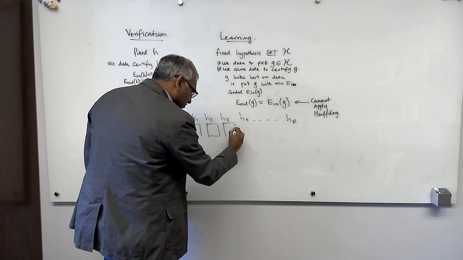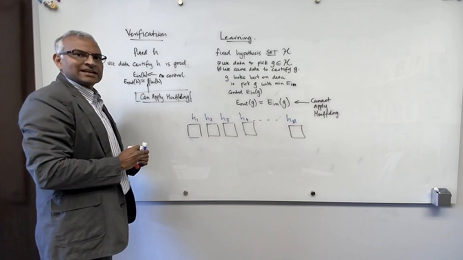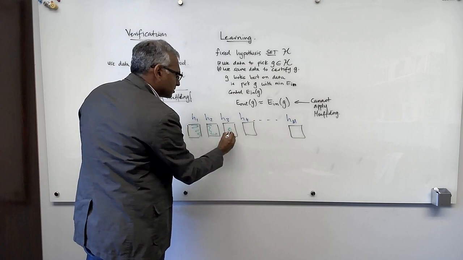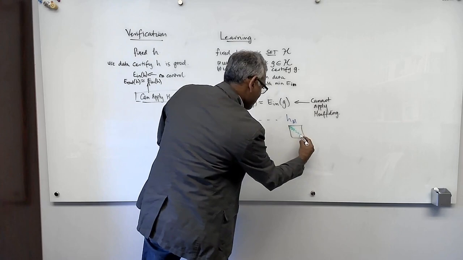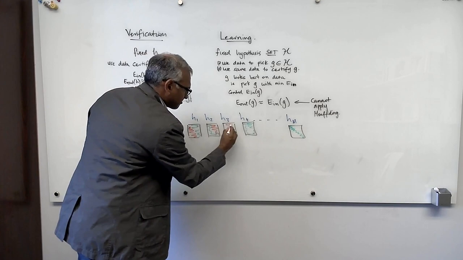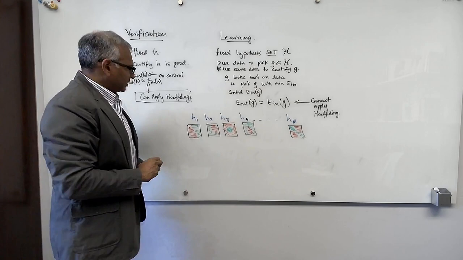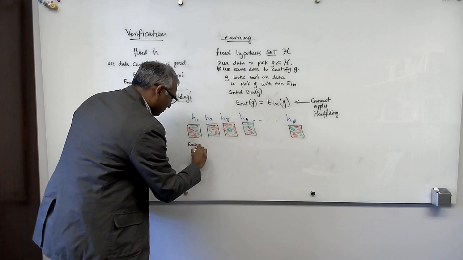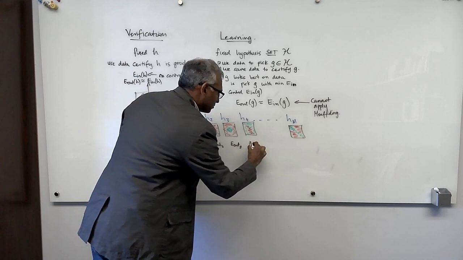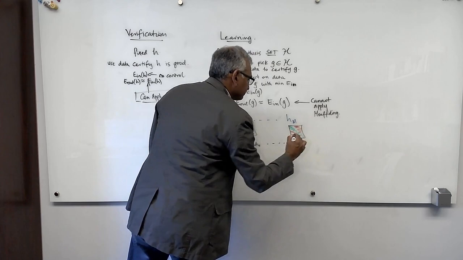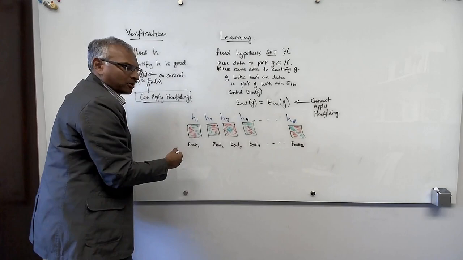Each of these hypotheses can be made analogous to a bin where there's going to be a green region and a red region. So each hypothesis has its own out of sample error, its own mu for the bin. So there's E out 1, E out 2, E out 3, E out 4, and so on, up to E out M. Each of them has its own out of sample error, corresponding to mu 1, mu 2, mu 3.